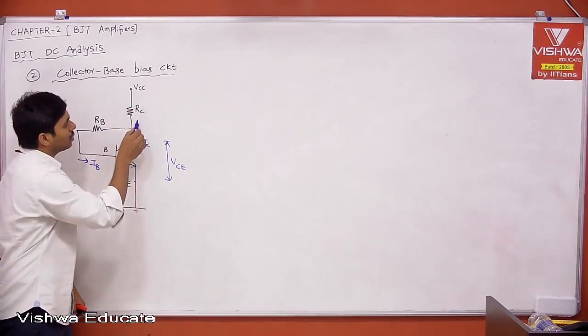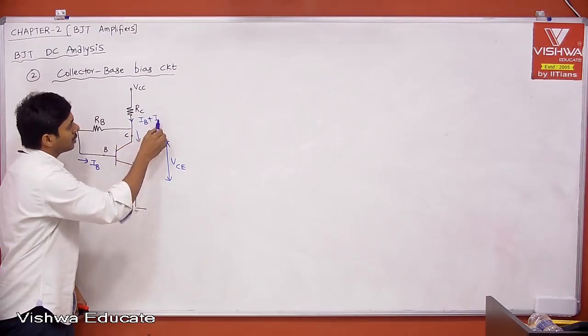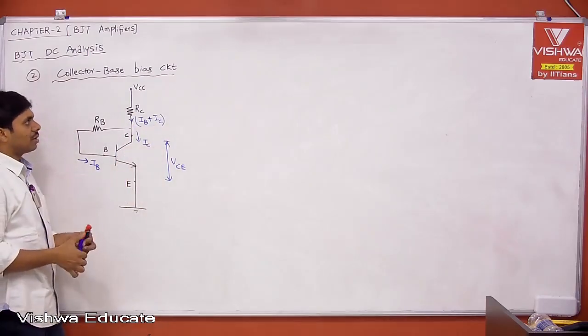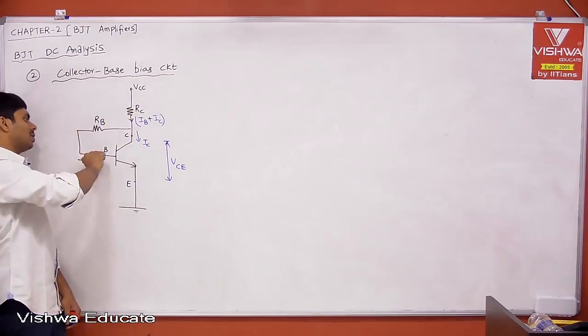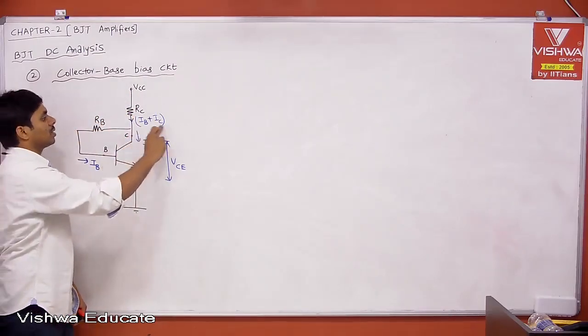Therefore, what is the current which is flowing through RC? The current flowing through RC is nothing but IB plus IC. Out of it, IB is going through the base and IC is going through the collector.